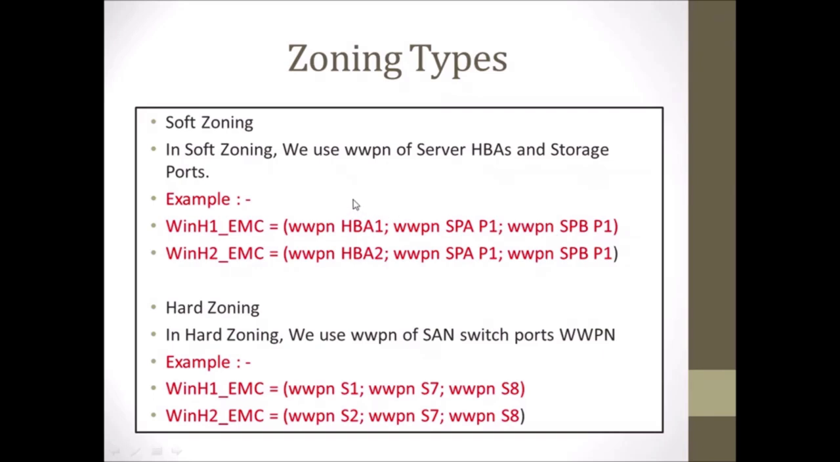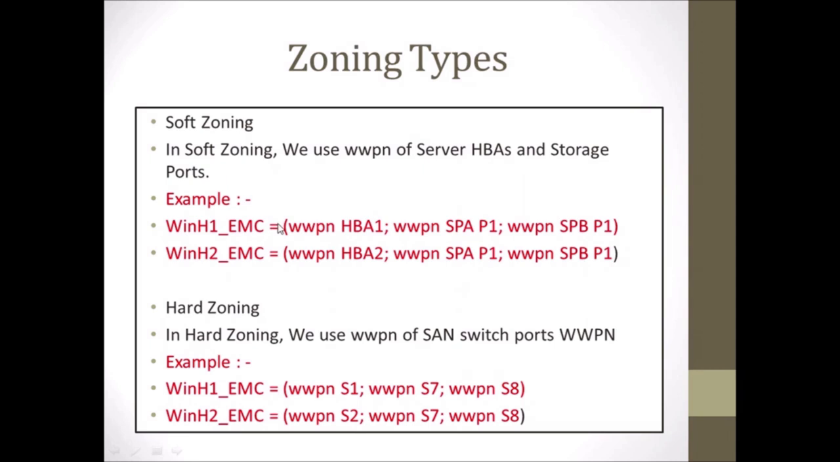Okay, so for better understanding, I have used one-to-many zoning over here. That is the method we are using. The same goes for the second zone also, WinH2_EMC. In that, we have added the WWPN of HBA 2, the WWPN of SPA P1, and the WWPN of SPB P1.